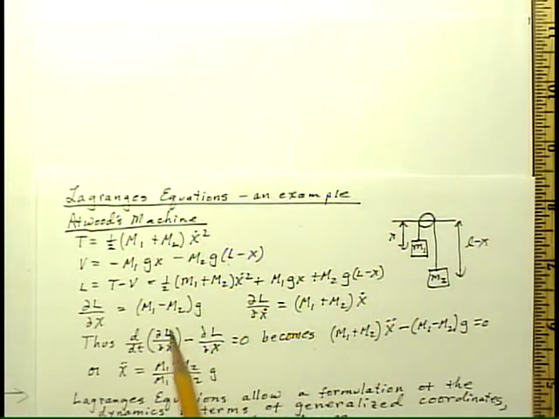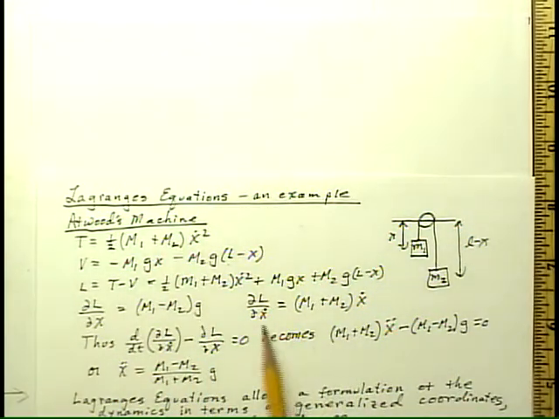Then we have to find this other term, the partial of L with respect to x dot. That gives us a factor of 2, which cancels the 1/2, m1 plus m2 times x dot. And that's exactly what we have here. So it is the time derivative of this term here minus this term here must be 0.